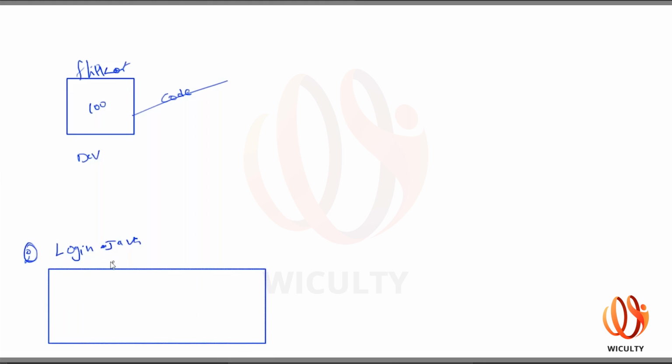For example, to create a login button, a developer writes code something like this. For example, button bt is equal to new button, bt dot create, something like this. Don't worry about the syntax. It's just pseudo code.